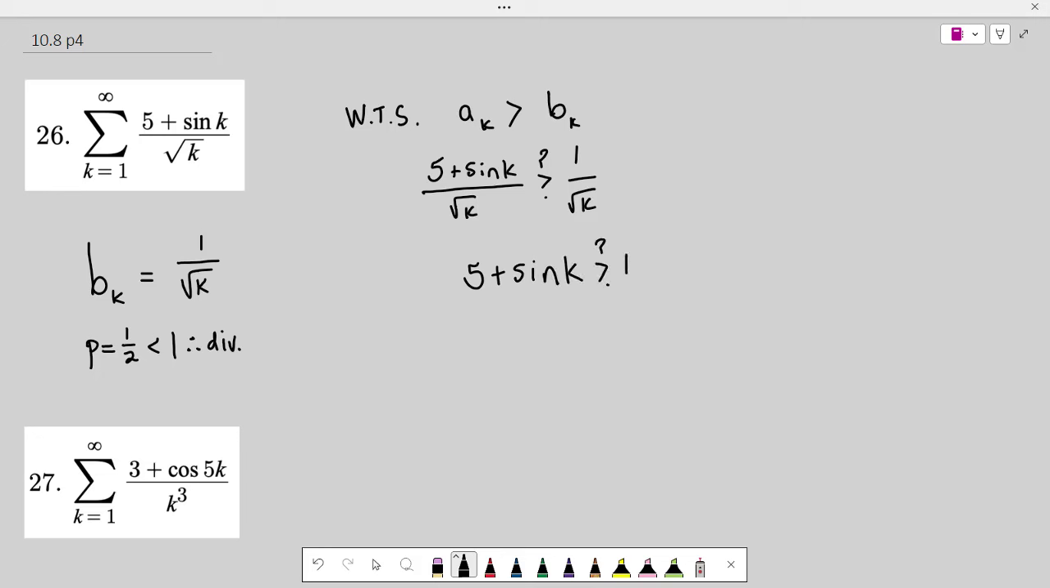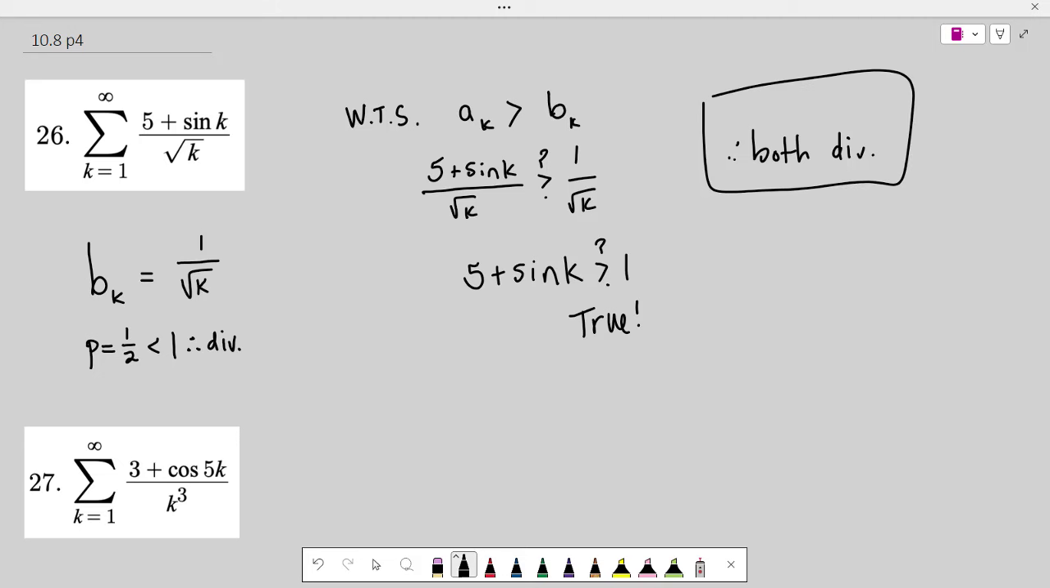And is this true or not? It's true. Okay, this one works out great, actually. This is true. I feel like half the time you know what the answer is already, and half the time you surprise yourself. Half the time I forget. The next one is going to be more interesting. So this one is true, therefore both diverge.